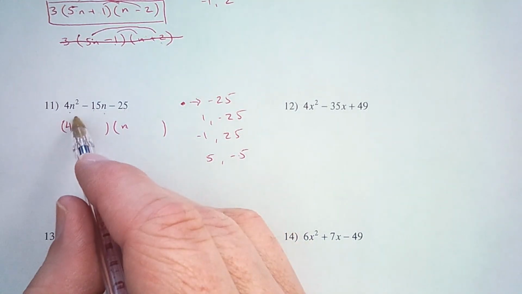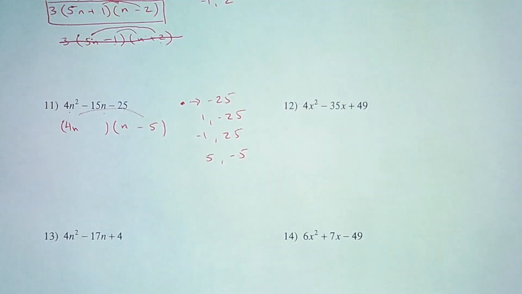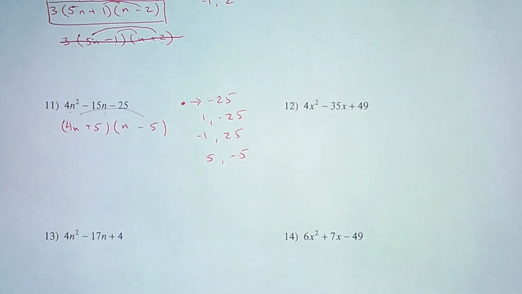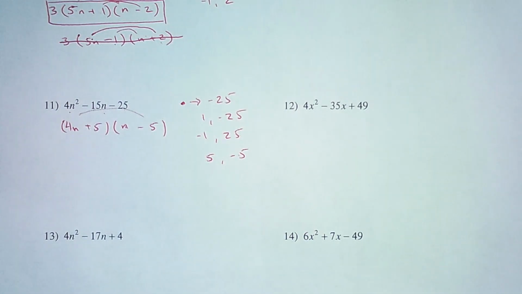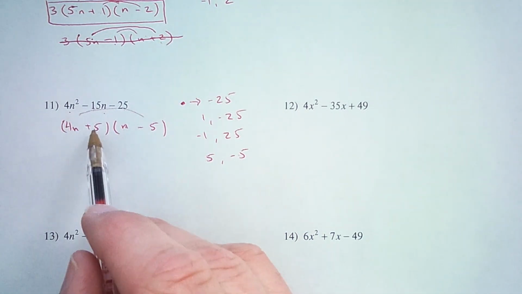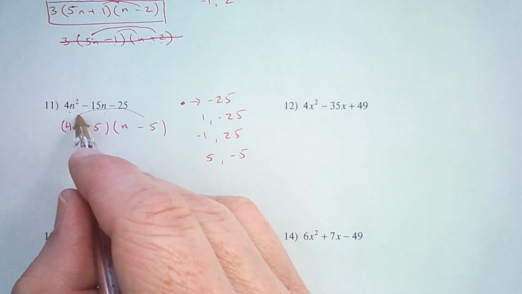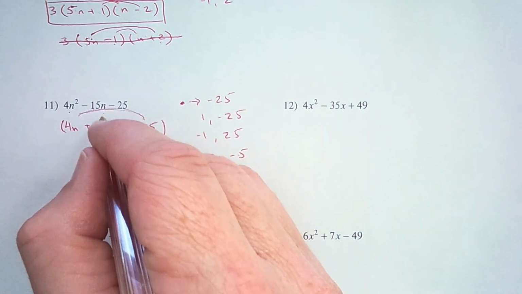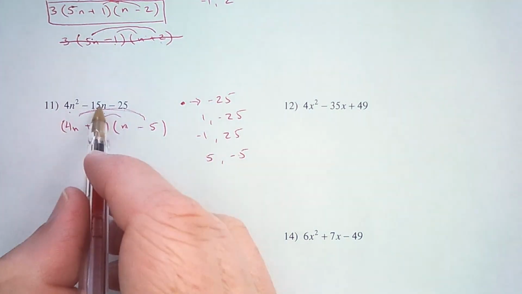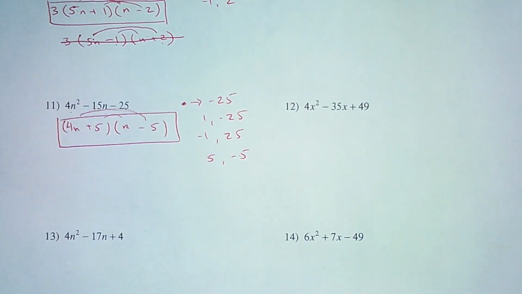So to get a negative 20 here, I could try a negative 5, which means I would have to put a positive 5 here. So let's see if that works. So I've got my first, 4n and n is 4n squared. The last, negative 5 times 5 is negative 25. But then outside and inside is negative 20n plus 5n, and that makes negative 15n. So this factored form will work.